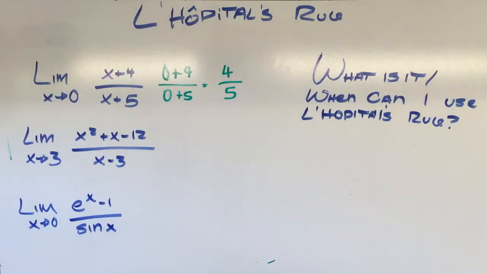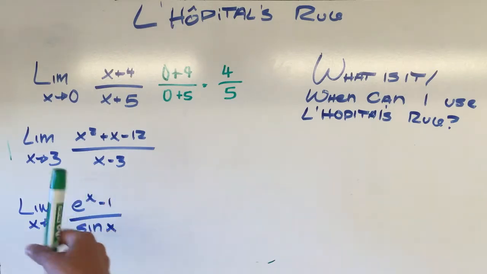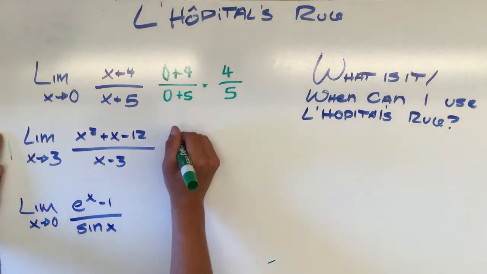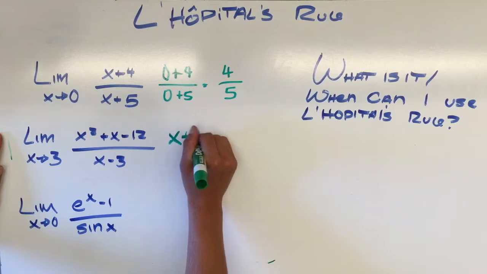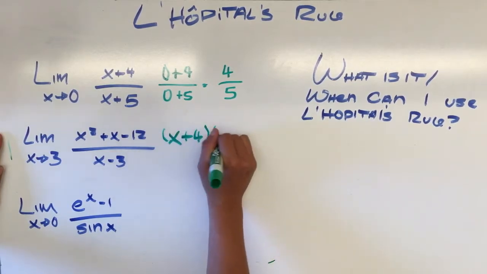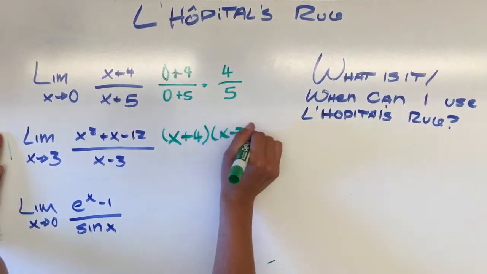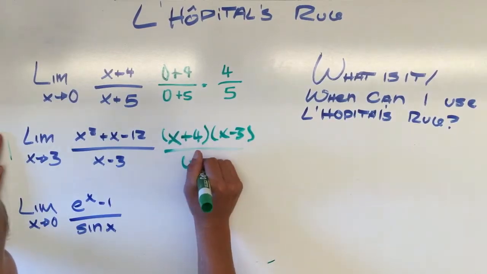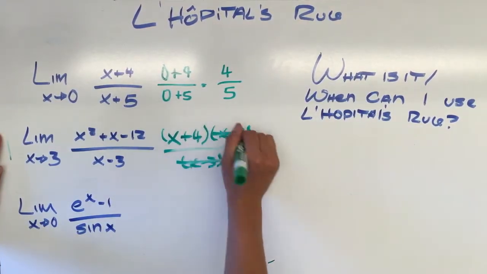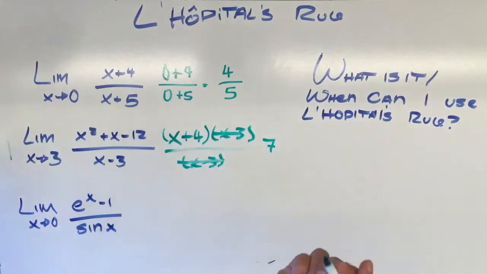way you can solve a limit is by factoring it out. So for one like this, you can factor it out to x plus 4 times x minus 3 over x minus 3. These cancel and you get a resultant of 7. In addition to those ways, you can also use a table, a graph. You can rationalize a denominator to also solve a limit.